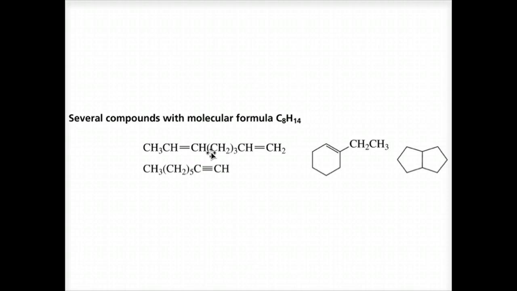It could represent a ring and a double bond. There's a ring and a double bond. It could represent 2 rings, 1, 2. Or it could represent a triple bond. What does a triple bond consist of? As you remember, it's 2 pi bonds and a sigma bond.